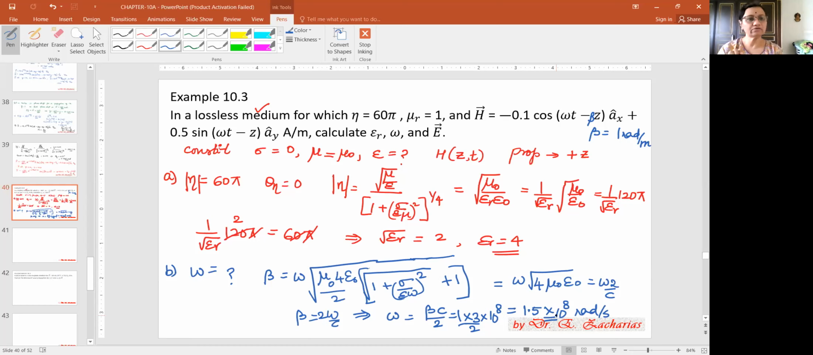Any doubts? Ma'am? Yeah. Ma'am, here in the H we have even the cos component and also sine component. Yeah, cos component and sine component. Yes, both are there. But when it comes to having beta value, we only took the sine component.